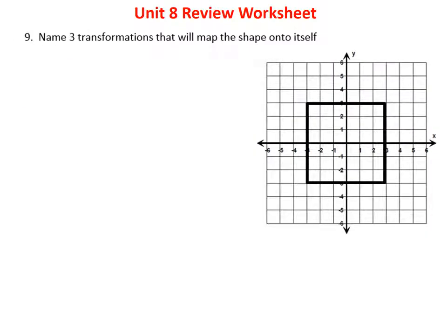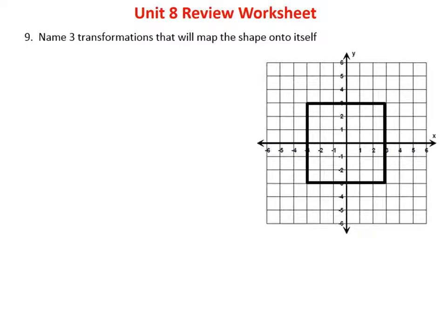Problem 9 asks us to name 3 transformations that will map the shape onto itself. There's a lot of them here because this is a square. I think on the test you'll get a rectangle, so there won't be quite as many, but with a square, there's lots of ways you can turn and reflect and move this to get the same thing.